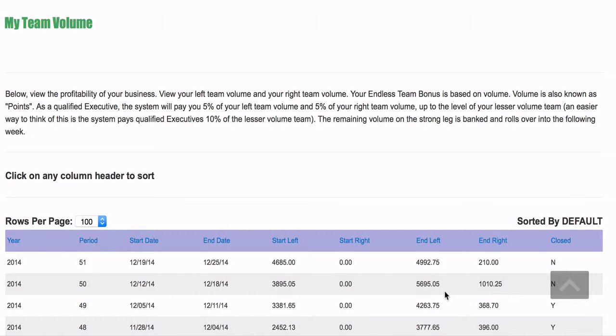So in this example, this person's power leg has $5,695.05 on their left leg and $1,010.25 on their right leg. This would be what most consider the pay leg. Now in reality, what's going to happen is this person's going to get 5% of $1,010.25 on the right leg. They're also going to get 5% of $1,010.25 on the left leg, and the difference here is what rolls over into the next week. So let's show you what it looks like on a calculator.